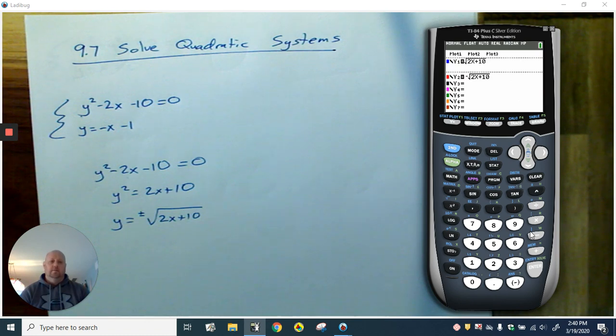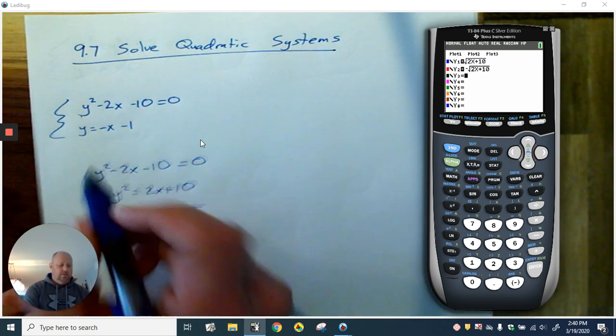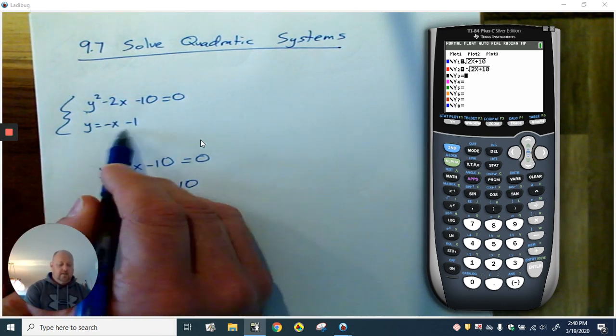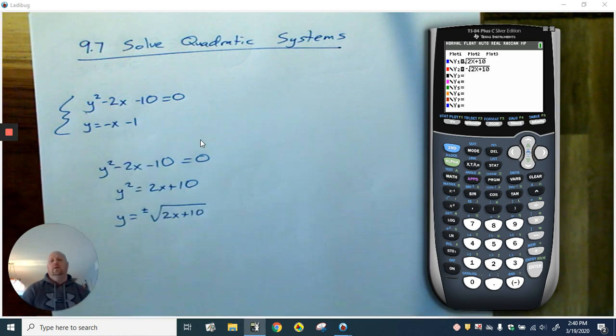The next thing we want to do, in the third line, is put in the other conic section. Now the other conic section, or the line in this case, is already solved for y, so that one's a little easier to plug in. So we just go negative x minus 1. And then we can graph.